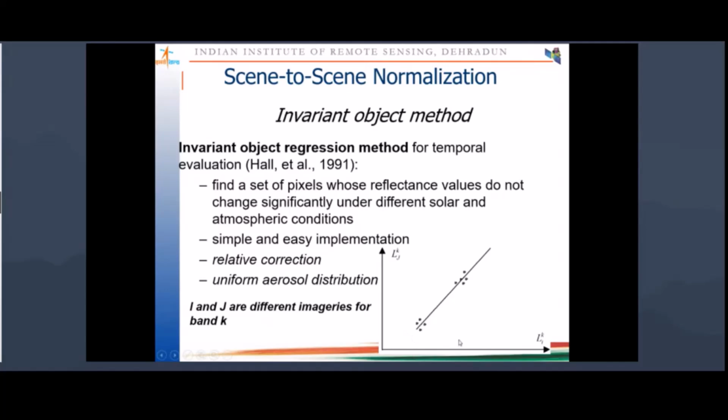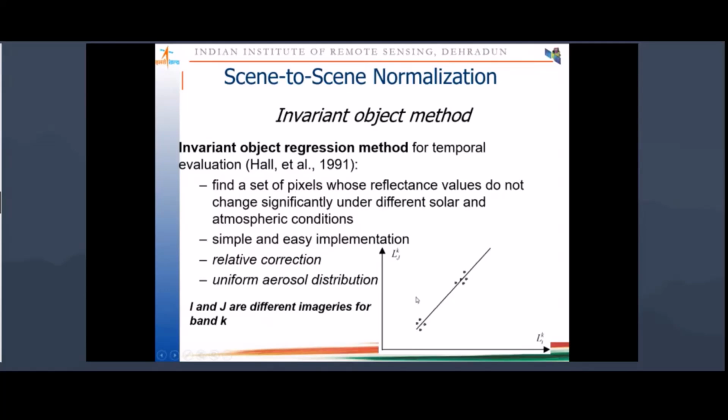So you can use one of them to be master and one of them to be slave, and correct one with respect to the other using the linear equation that you have got. Okay, so here the major condition that you assumed is that in your images you have pseudo invariant features. This method is very commonly used for cross calibration of one sensor's images with respect to other sensor's images, or doing a time series analysis when you have a set of pseudo invariant features over time.